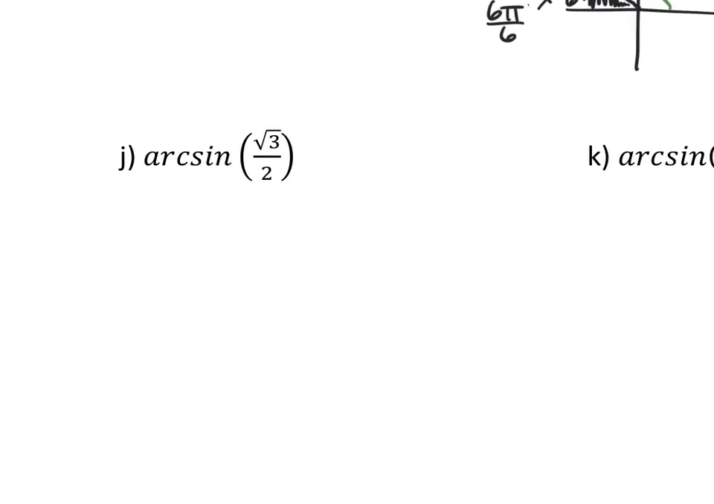Okay, arc sine of square root 3 over 2. Again, it's all positive, so it's very simple. Where does square root 3 over 2 appear for sine? Pi over 3.